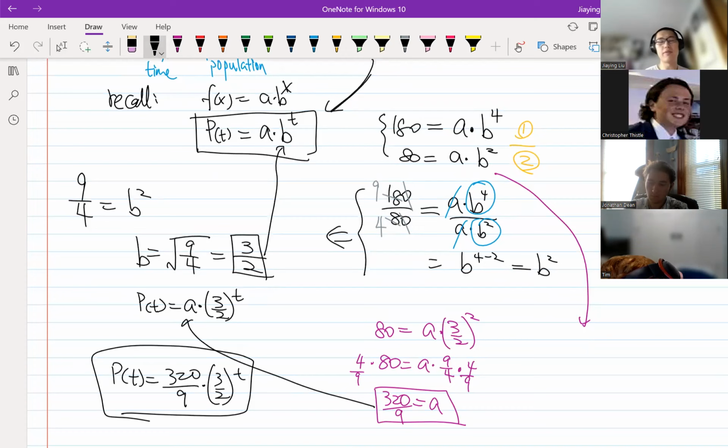Now you probably wonder, for unicorns, how could you have 320 over 9 unicorns? Well, let's not go down that rabbit hole in this case. Let's just assume that's possible, because we are more interested in the mathematical modeling rather than the reality. And unicorns don't exist anyway, so it is possible to have 320 over 9 unicorns.